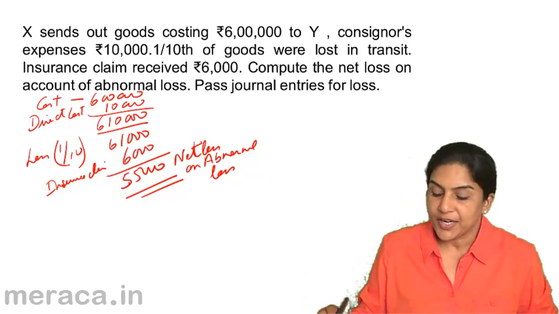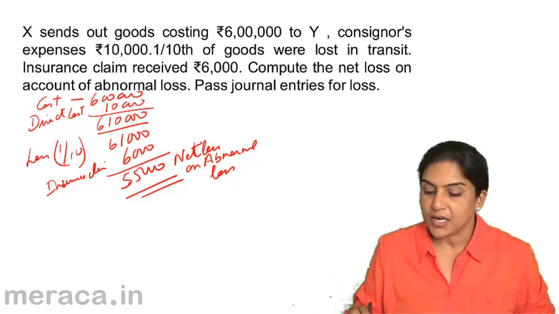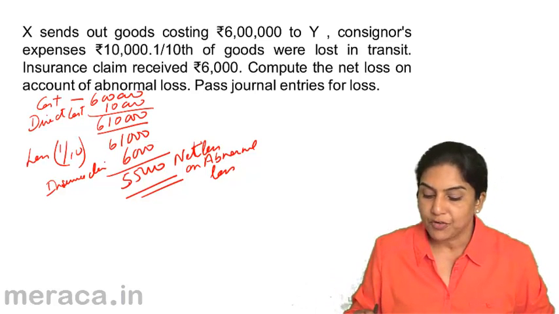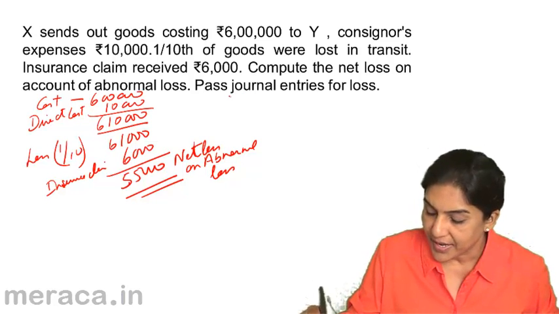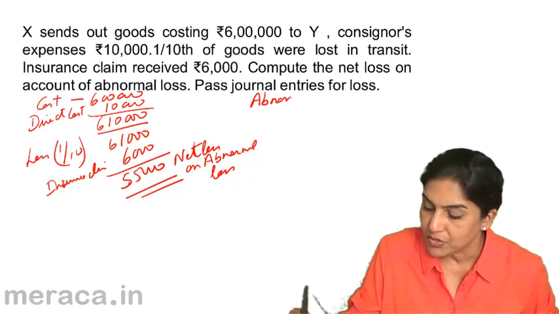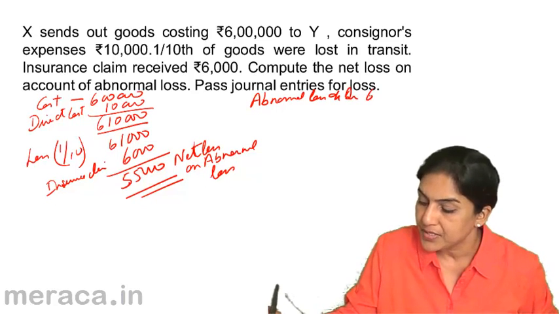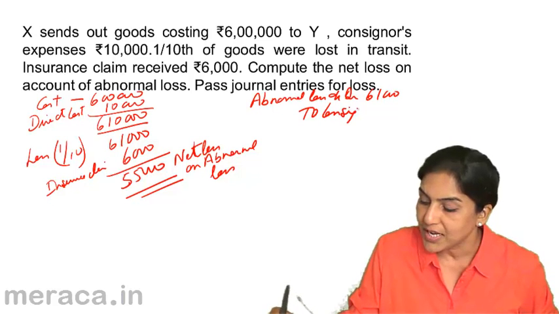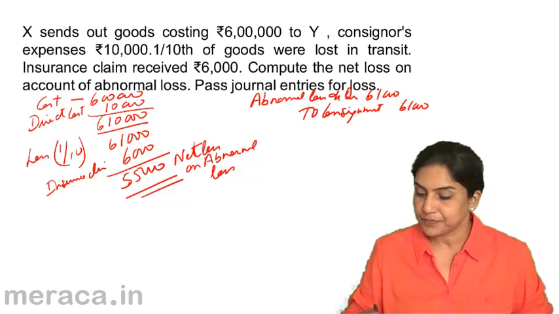What would be the journal entries? If we look at the journal entries, the consignment account would be credited with the full value of 61,000. So what is the entry? The entry is we create an abnormal loss account. Abnormal loss account debit 61,000 to consignment. So the consignment account now reflects the normal profits.